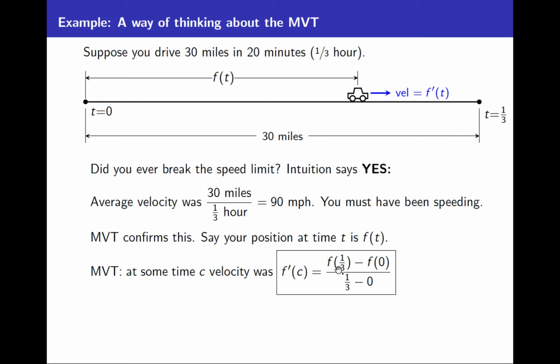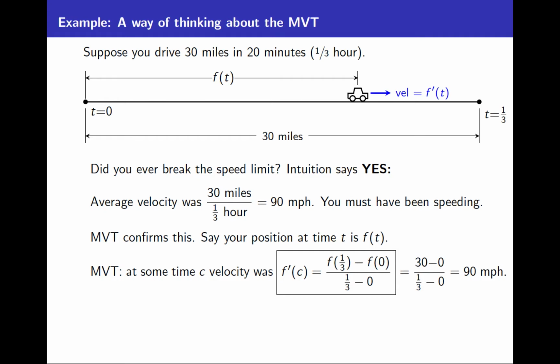And f of 1/3 is your position at time t equals 1/3, that's 30. And f of 0 is your position at time 0, that's 0. So this quotient is 30 minus 0 over a third minus 0, which is 90 miles per hour.